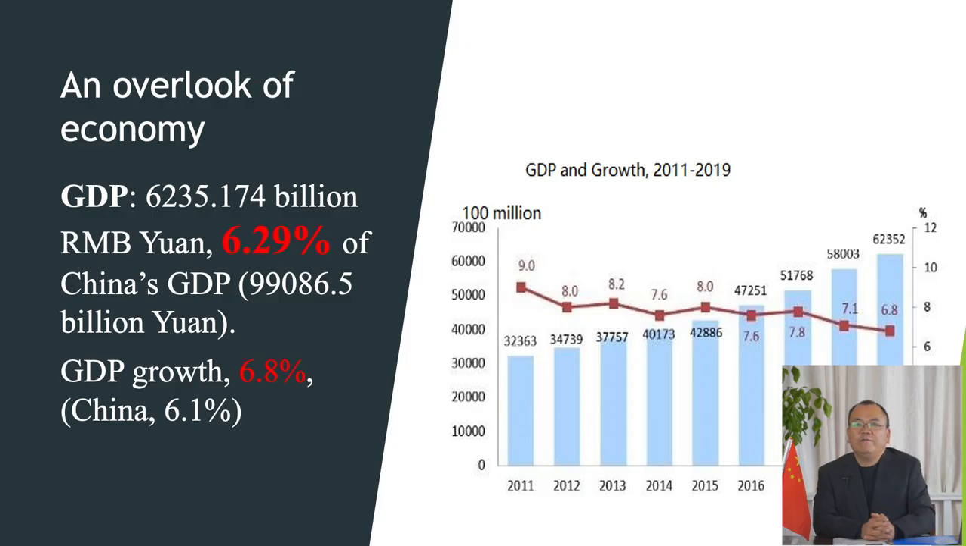You can see from the picture, in the last 10 years, Zhejiang's GDP kept a growth rate higher than 7%. Every year, its GDP is growing fast.